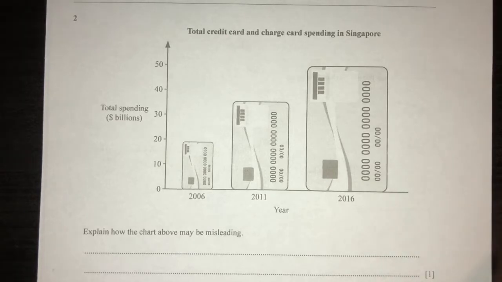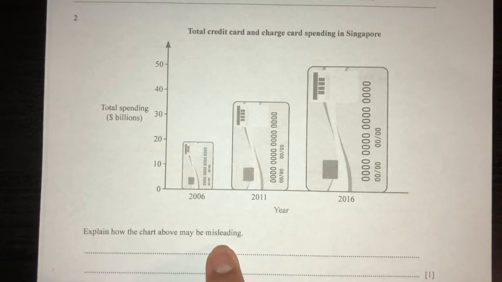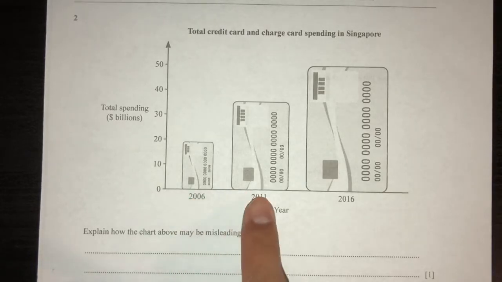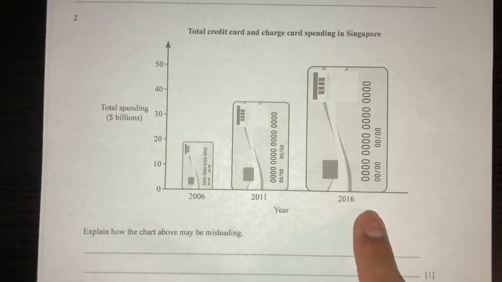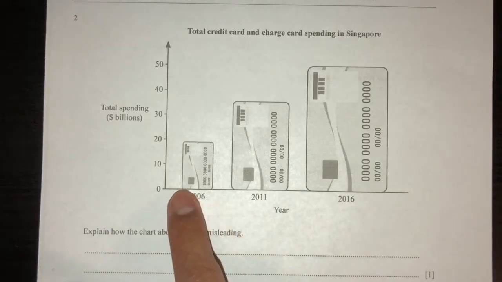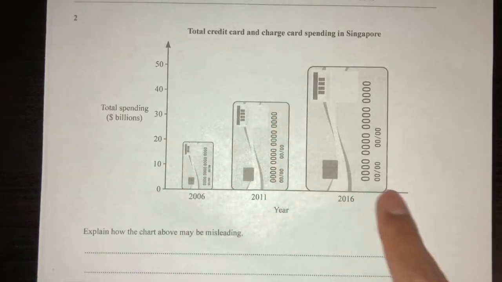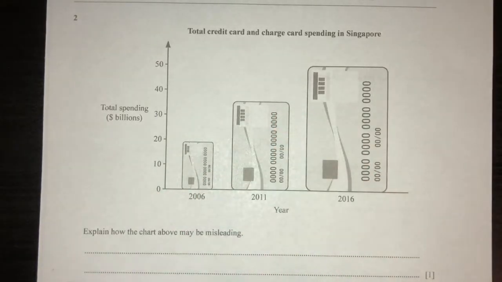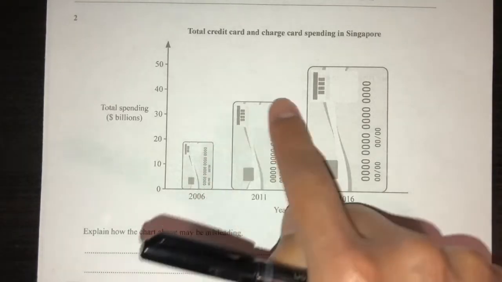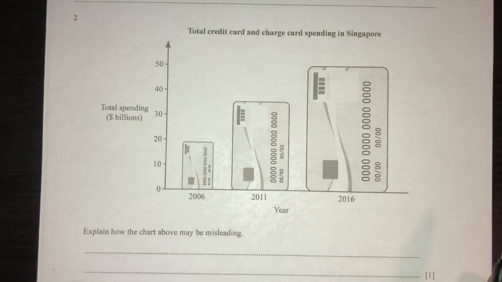So here we have a chart, and the main question is explain how the chart may be misleading. So by observation you can see that as you increase in the number of years, both the length and the breadth is increasing. So because of that, we're not sure what are we measuring. Are we just measuring the height or the area of the cards? So let's write this down.